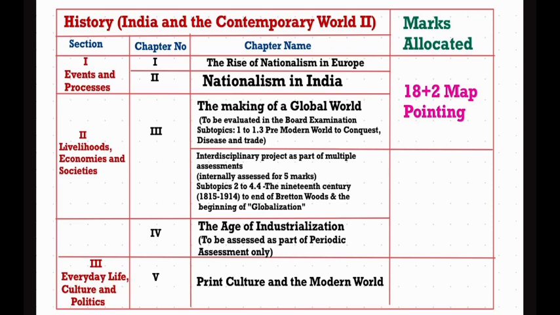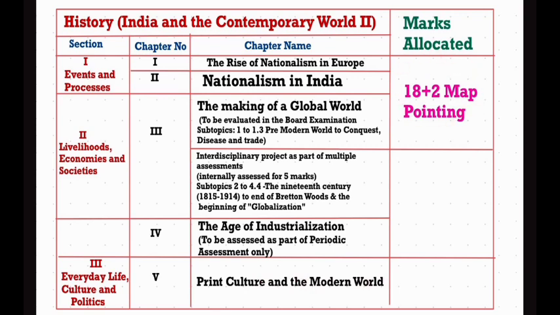From these three sections, in our history textbook, we have 5 chapters. The first one is the rise of nationalism in Europe. Second one, nationalism in India. The third lesson, the making of a global world. Fourth lesson, the age of industrialization. And the fifth one, print culture and the modern world.